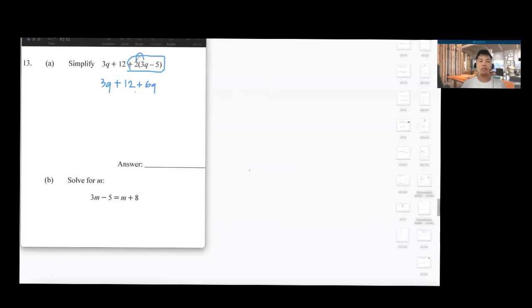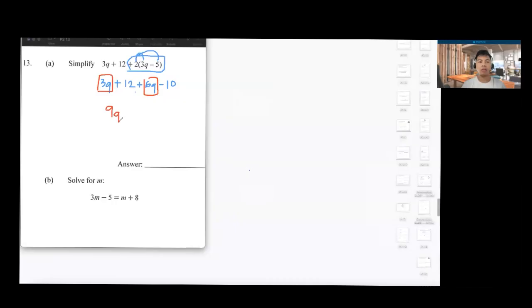And then 2 times -5. So that's a -10 now. Okay. Now after that, you will combine like terms. What do we mean when we say like terms? So 3q and 6q are like terms. So we can combine them. That is 9q.